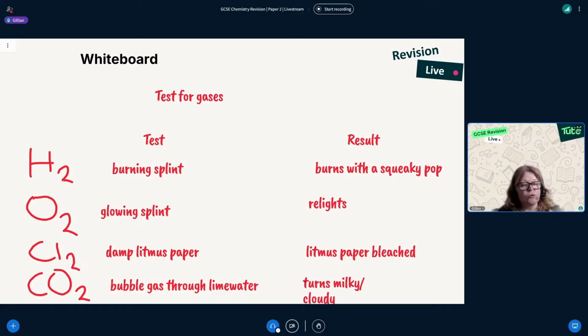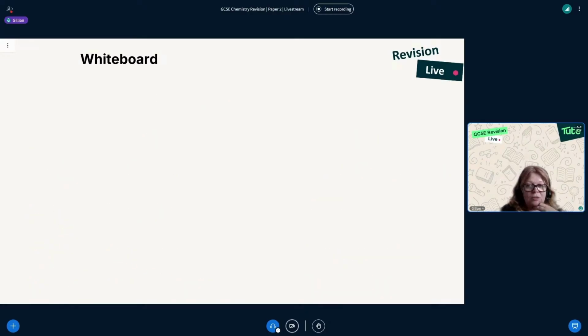So please make sure you are familiar with the test for gases for tomorrow. Okay, another question I would like to go through with you is the test for alkenes.